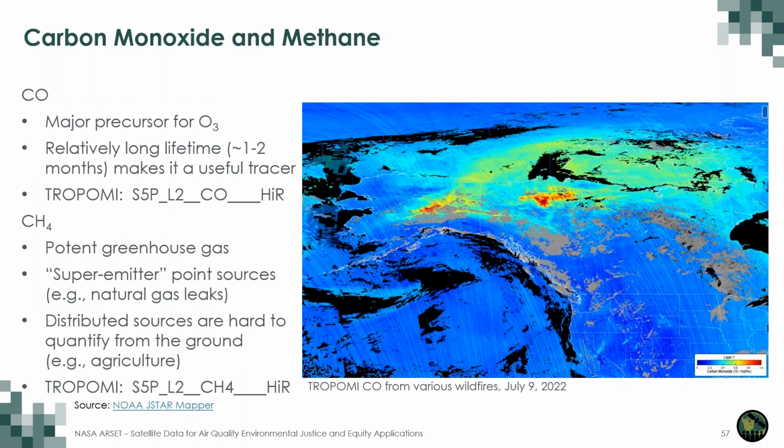Finally, OMI's wider spectral range allows it to provide information on atmospheric carbon monoxide and methane. Carbon monoxide, with its relatively long atmospheric lifetime, is useful as a tracer for the long-range transport of pollutants, such as wildfire emissions. Methane is a potent greenhouse gas, and although it's not typically regulated as an air pollutant, it can still be important to look at, including as an indication of potential leaks from certain industrial activities like natural gas facilities, as well as more distributed emissions from activities like agriculture or landfills.